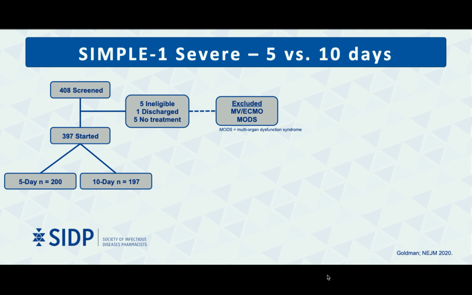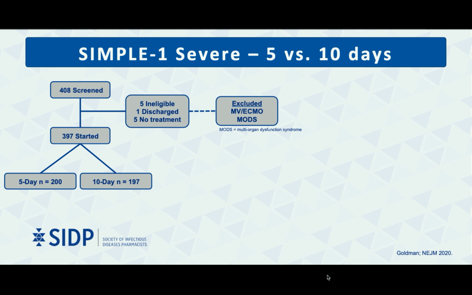So this next trial, referred to as the SIMPLE-1 or the SIMPLE-Severe study, was the Gilead-sponsored trial comparing 5 versus 10 days of remdesivir in COVID-19 patients with an oxygen saturation of 94% or lower on ambient air or a supplemental oxygen requirement. Mechanical ventilation, ECMO, and multi-organ dysfunction syndrome were exclusion criteria, but there were a few patients that were enrolled meeting these criteria. 408 patients were screened, 11 were excluded or did not receive treatment, leaving 397 who were randomized and started therapy. This was 200 in the 5-day group and 197 in the 10-day group.